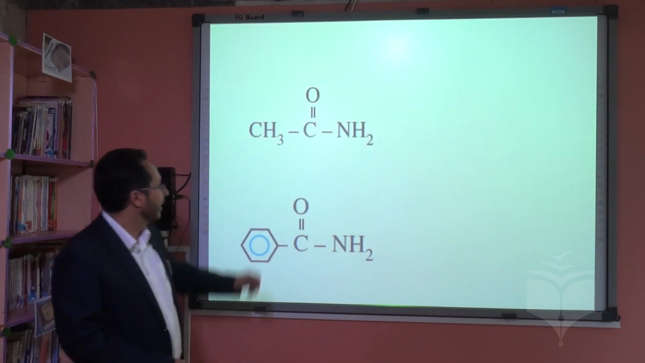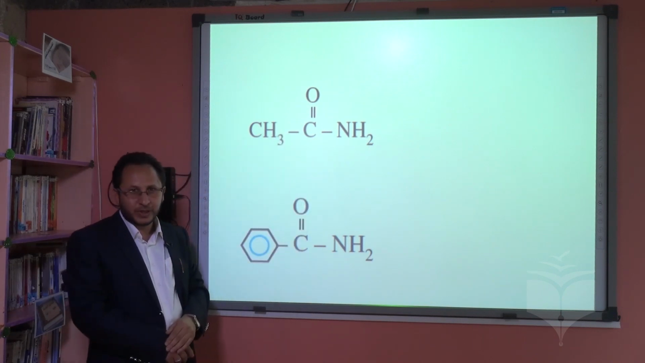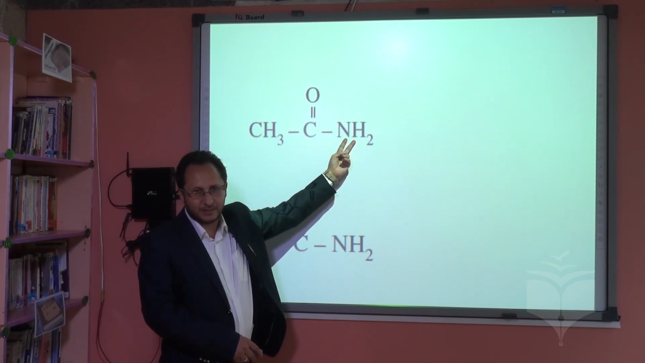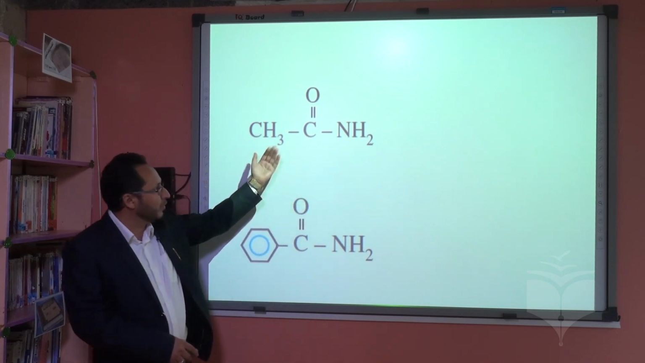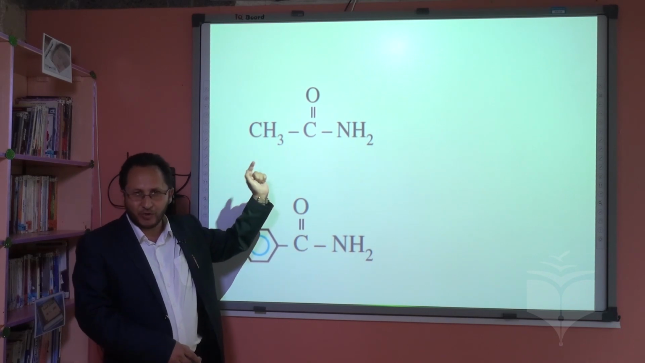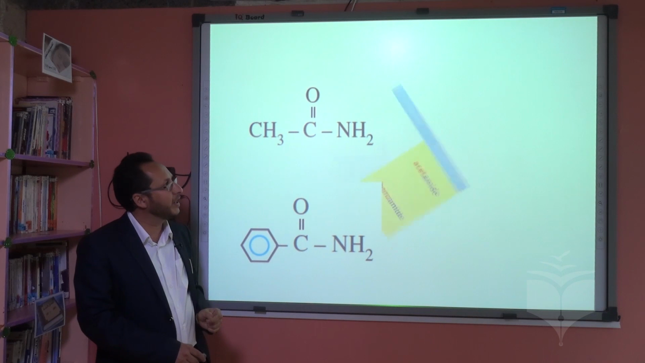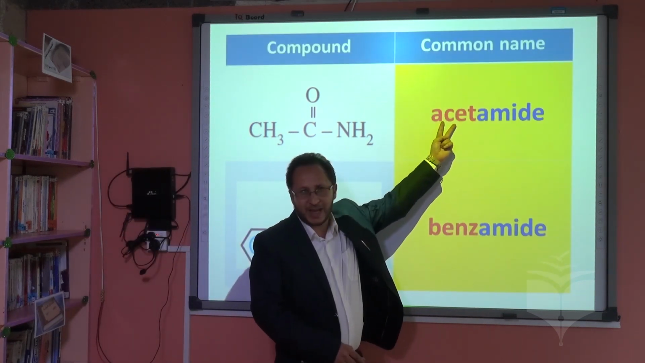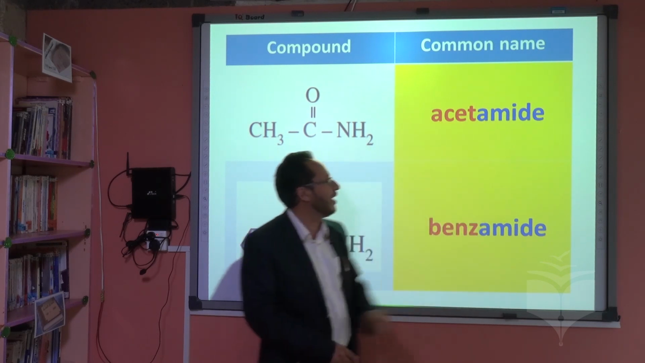Examples. Here we have CH3C double bond O NH2. It was CH3C double bond OOH as acid. But if it is replaced by NH2, it becomes an amide. In the acid, we call it acetic acid. So remove "ic acid" and replace it with amide. So the name becomes acetamide. It comes from acetic acid, then remove "ic acid" and replace it with amide.